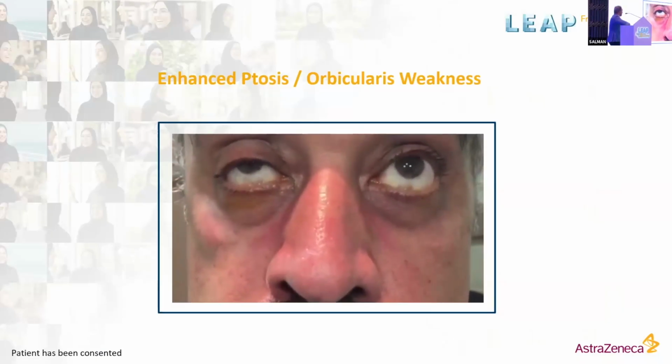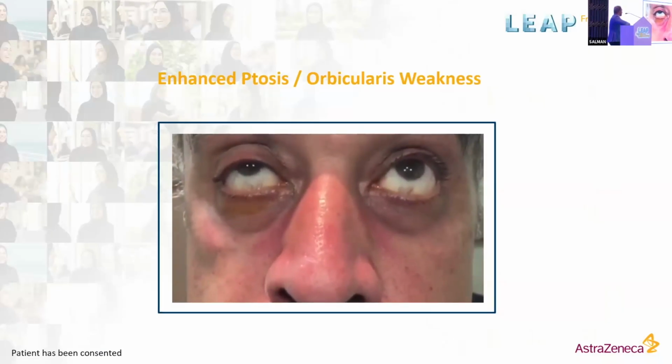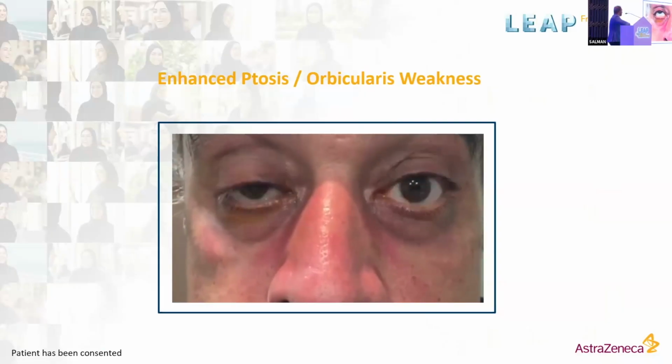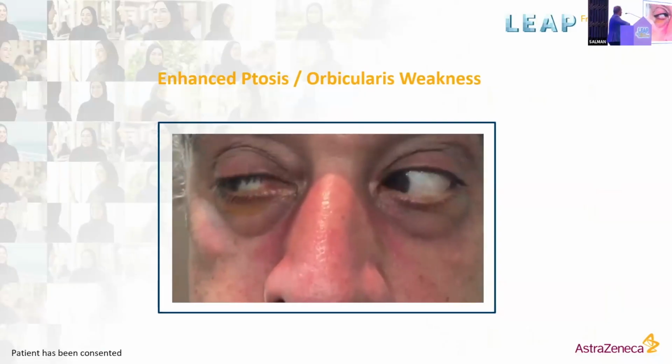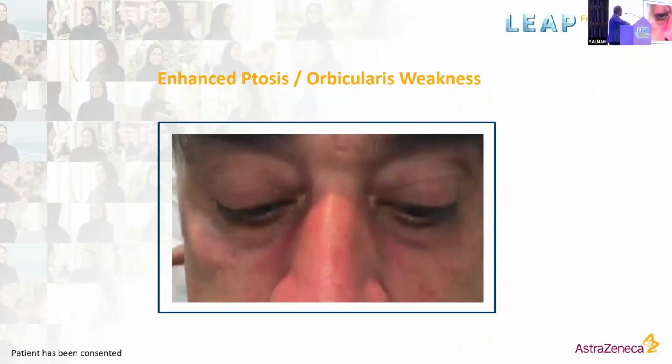This is the curtain sign, enhanced ptosis. So the patient has ptosis in the right, and if you lift the right eyelid, this is just a longer.